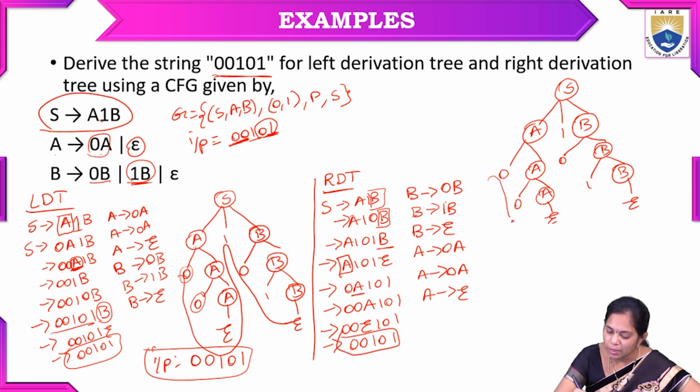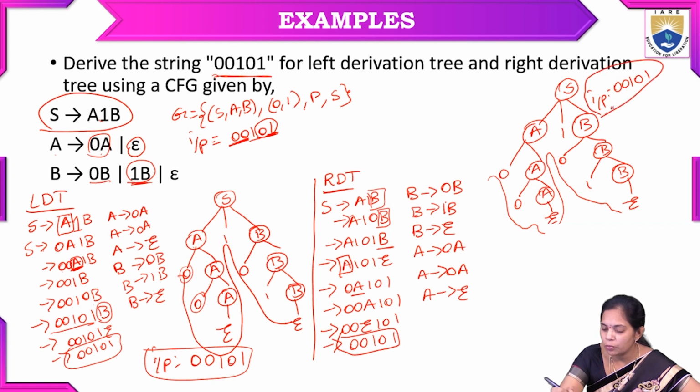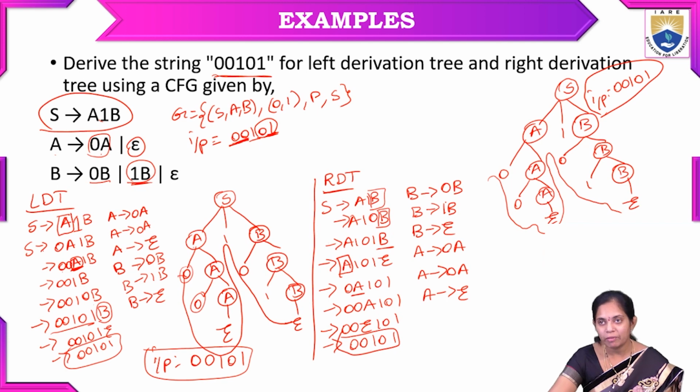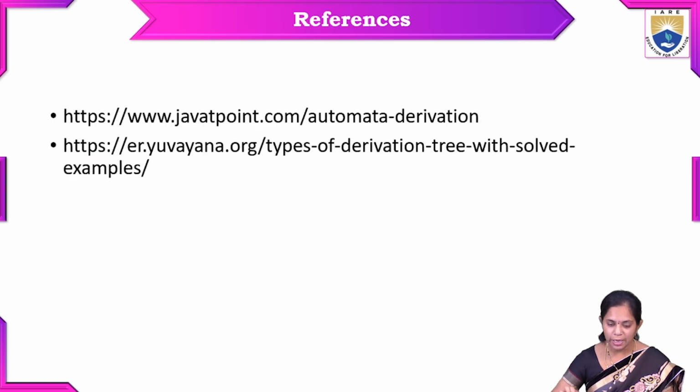Let's read from left to right. So we will get the input string. What is the input string? 0, 0, 1, 0, 1. This is how we are deriving the rightmost derivation and rightmost derivation tree for the given examples. So these are about the leftmost derivation tree and rightmost derivation tree, and this is about the leftmost derivation tree and rightmost derivation tree in the context of context-free grammar.